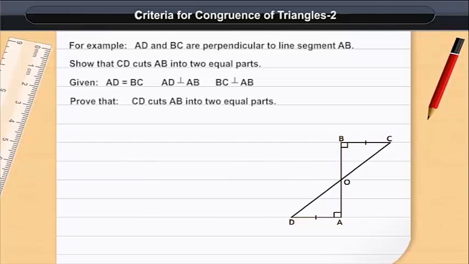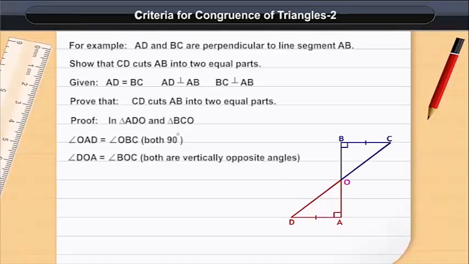Proof. In triangle ADO and triangle BCO, angle OAD is equal to angle OBC. Both are 90 degrees. Angle DOA is equal to angle BOC. Both are vertically opposite angles. AD is equal to BC is given. Triangle ADO is congruent to triangle BCO by angle angle side congruency rule.